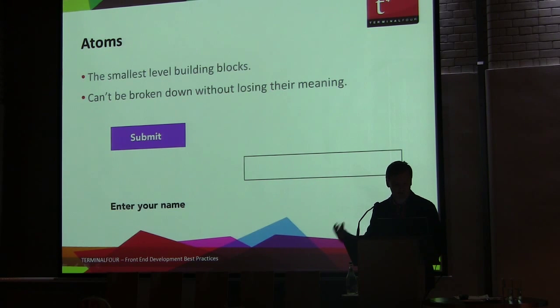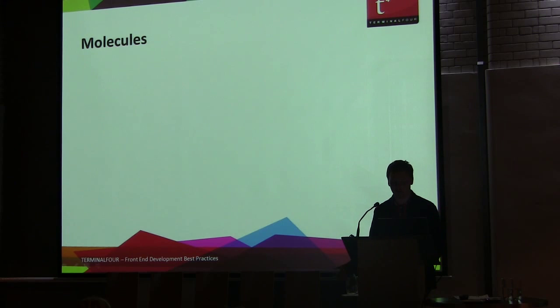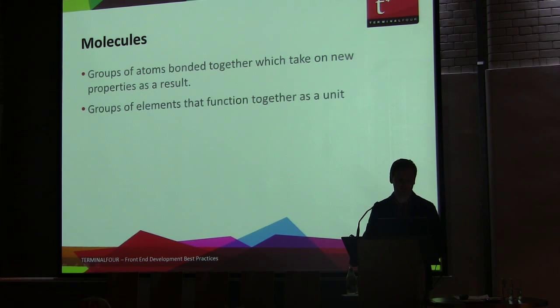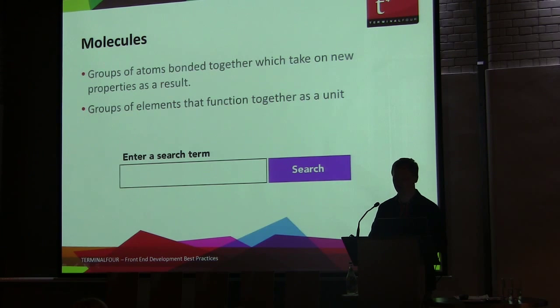And then you put your atoms together, and you have molecules, right? So molecules are groups of atoms bonded together which take on new properties as a result, just as in chemistry. Okay? So groups of elements function together as a unit. So you put all those previous atoms together, and now you've got a search form. All right?